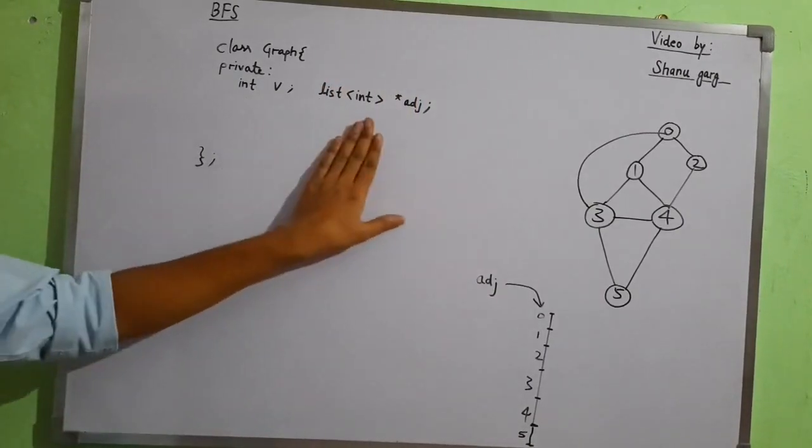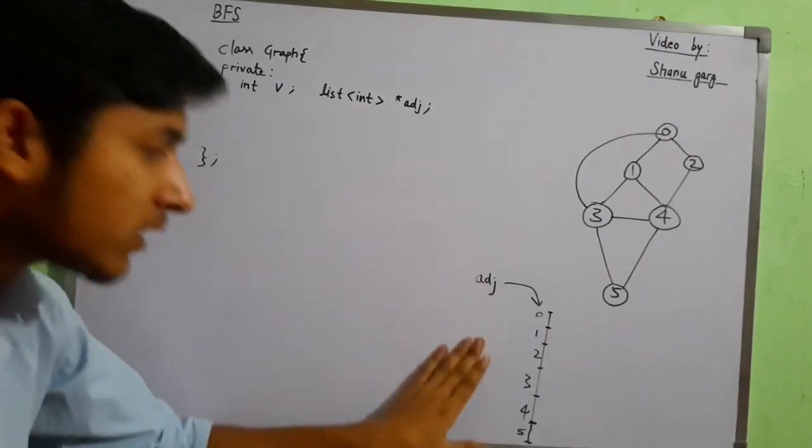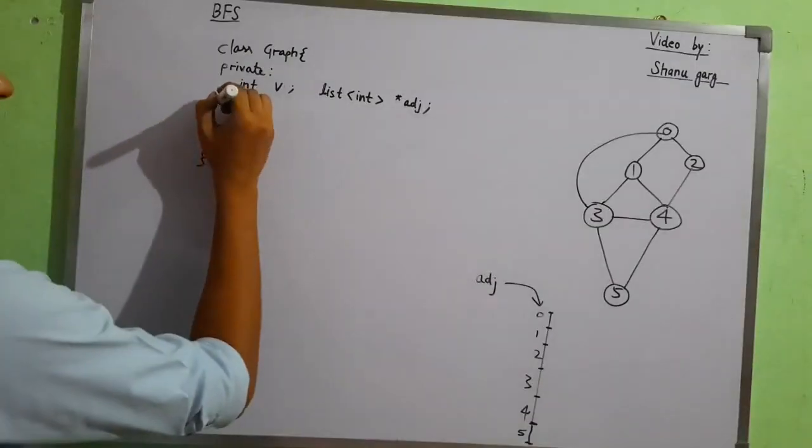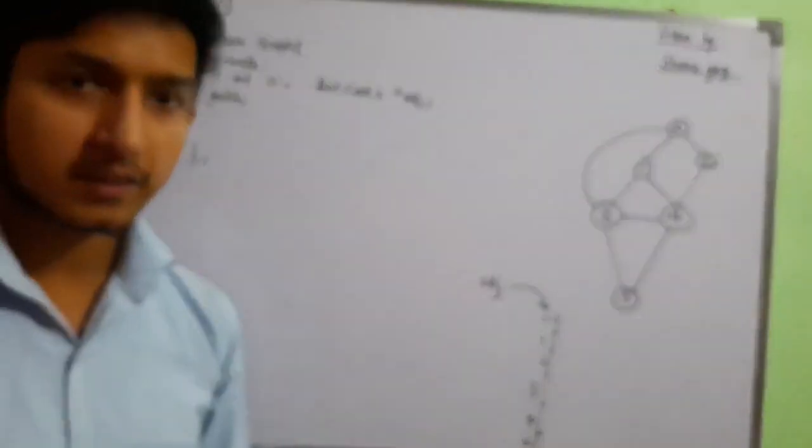Okay, let me write this down here to save some space. I have two private members. First an integer, that's the number of nodes. Secondly a list of all pointers to the list. In public, I have three functions actually.